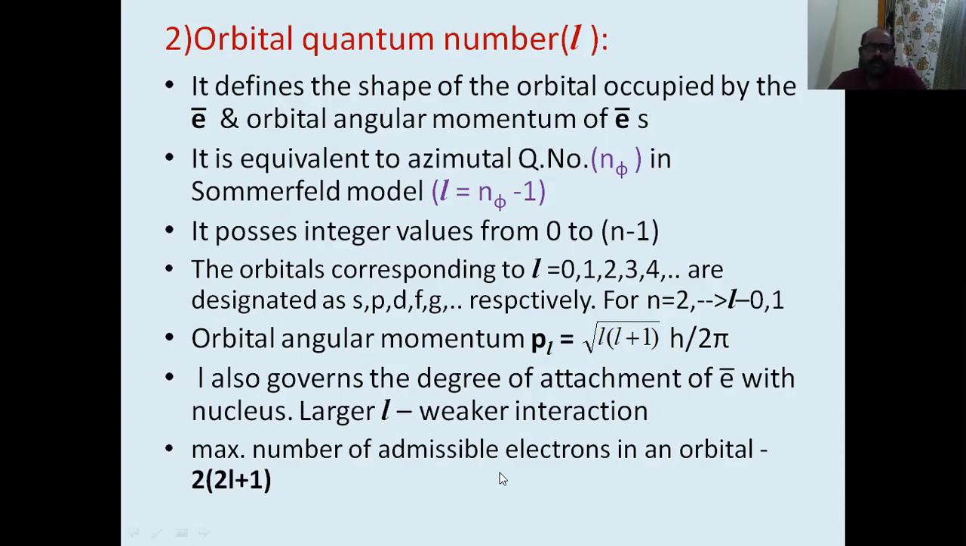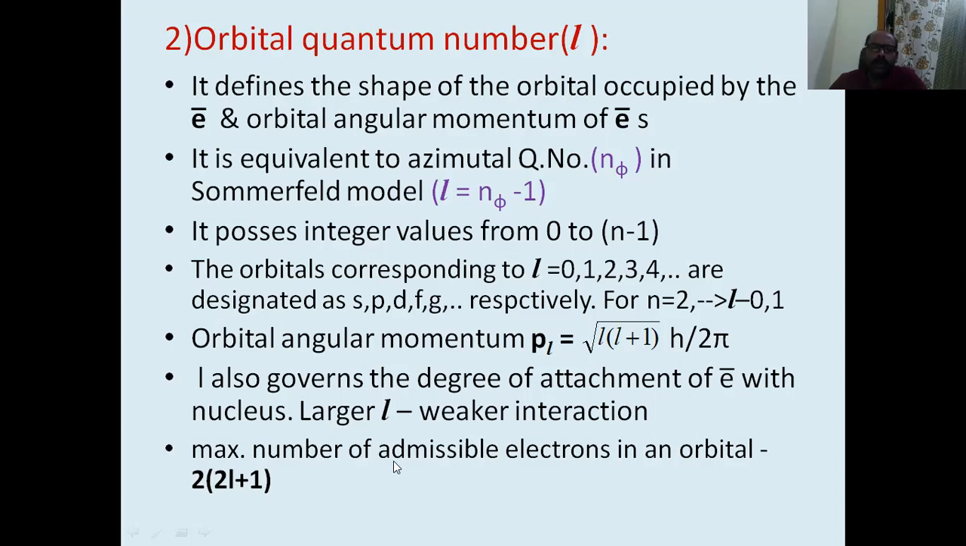The maximum number of admissible electrons can also be given by this orbital quantum number with the expression 2 into (2L plus 1). That means, in a subshell or orbital, how many electrons can be accommodated? That information is given by this quantity, 2 into (2L plus 1).